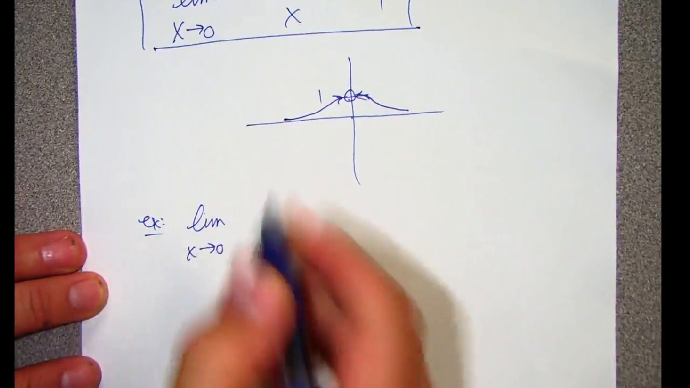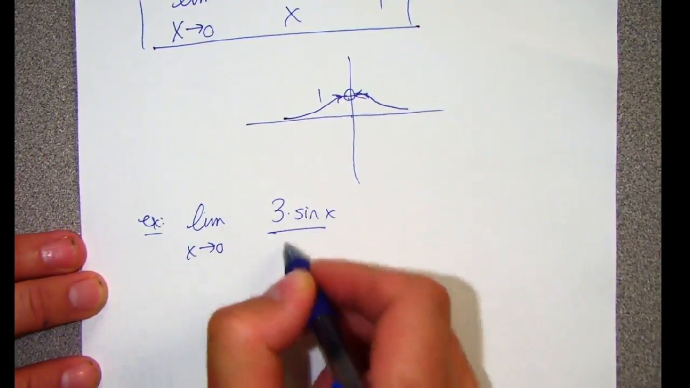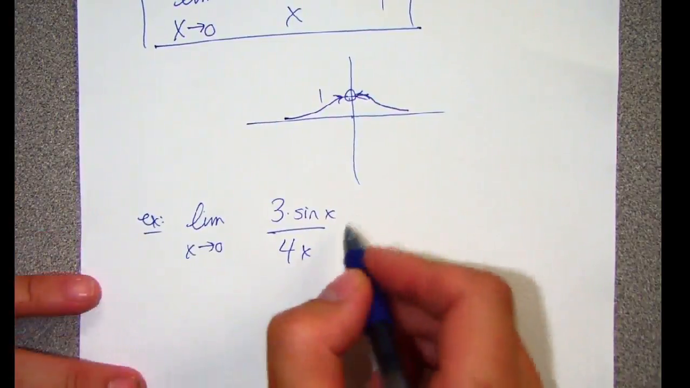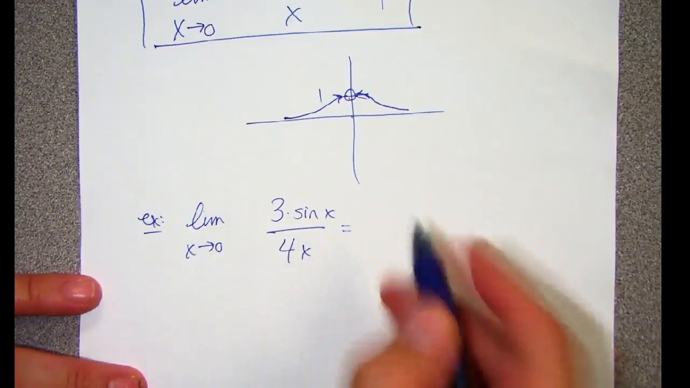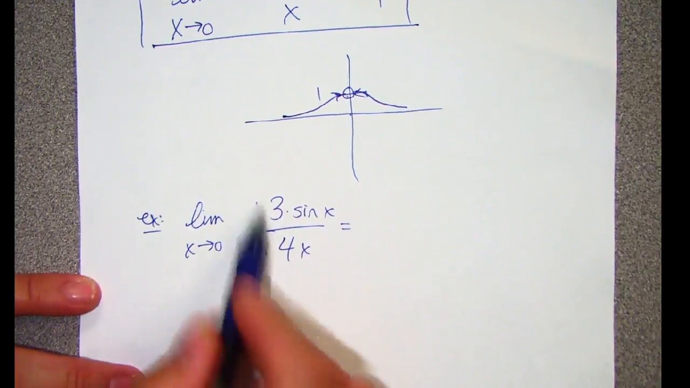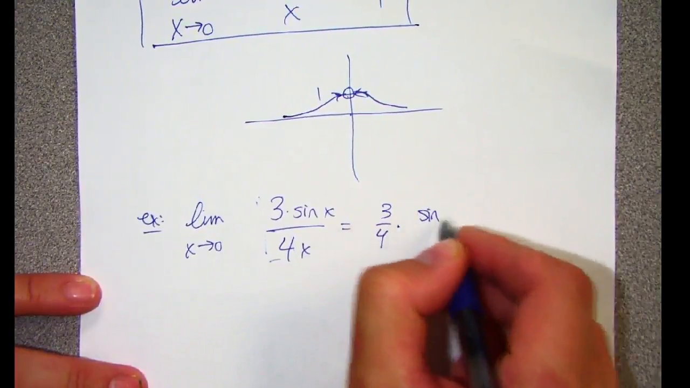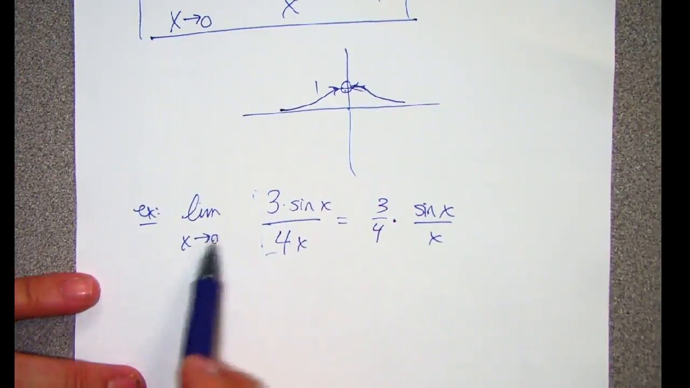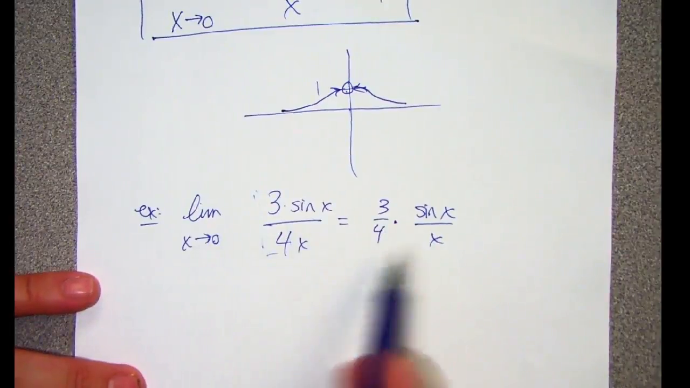So what they'll do with that is ask you questions like this. So let's say 3 times sine of x over 4x. Well, all you're doing there is you kind of think about it like this. So if I look at it as 3/4 times sine of x over x, and then think about the limit as x approaches 0 for both of those. What's the limit as x approaches 0 of 3/4?